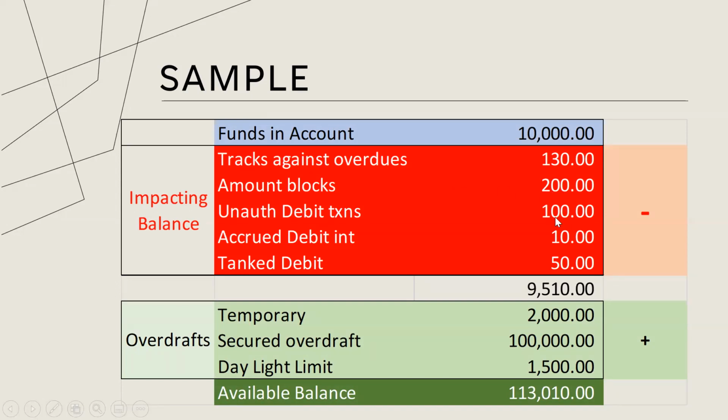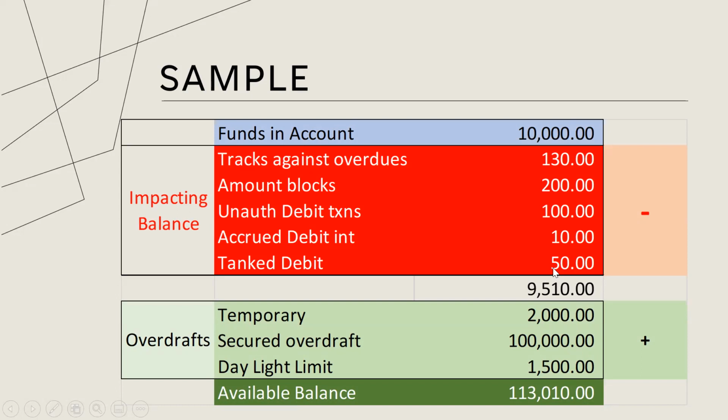Then assume he has given a debit transaction request over the counter and it went to the back office. The maker has placed a transaction and the checker is yet to authorize, that is 100 dirham. And because he had a negative balance this month, the system might have accrued 10 rupees for interest. It is not yet posted, just accrued. It is the bank's choice whether to block it or not. And then the last one is tanked debit.